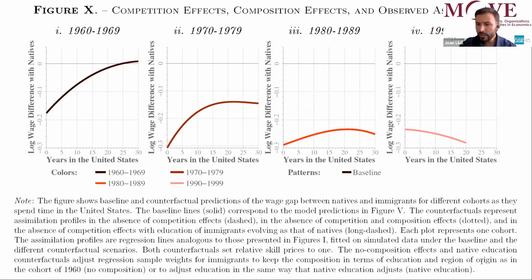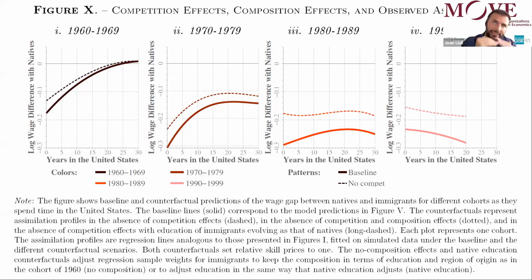The second thing I'm going to show you is the composition exercise I mentioned before. What you observe now in four graphs is what we had in the very first figure in one graph. It's the four lines that we had before, except these are predicted from our model, but they are essentially identical to those that we estimated in the data first. That would be our baseline gap. Then there is no competition effect. In other words, sigma is equal to infinity, and therefore relative skill prices would always be equal to one.